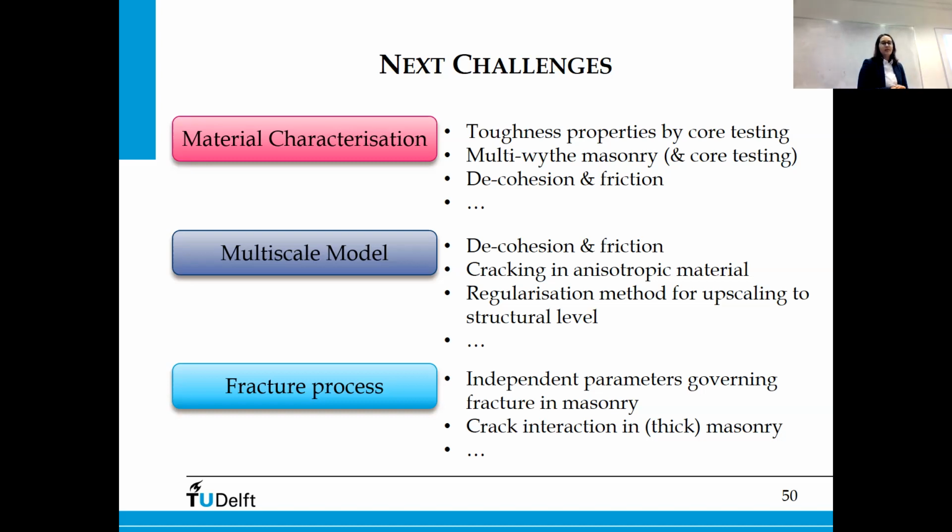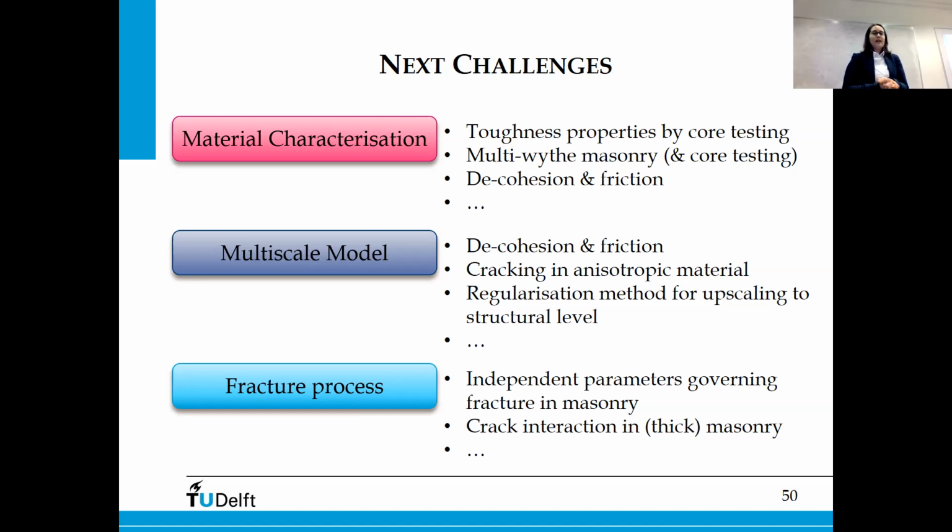Just to list a few points. I think one challenge that we still have, for example for the core testing, is to get better insight on the toughness property. And one challenge that we have, especially now in the Netherlands with problems on quay walls and bridges, is that all these structures are very thick, from 60 centimeters to even 1 meter thick, and they are all made of interlaced bricks, so multi-wythe masonry. So can we use the core testing method to characterize this type of masonry?